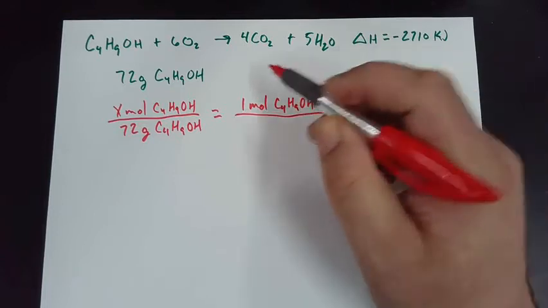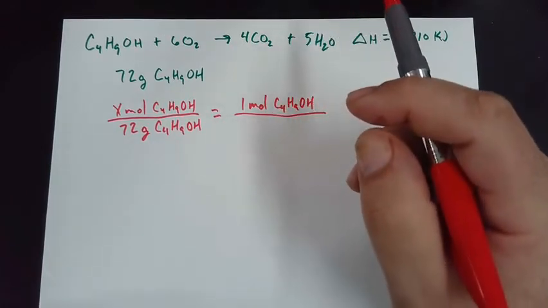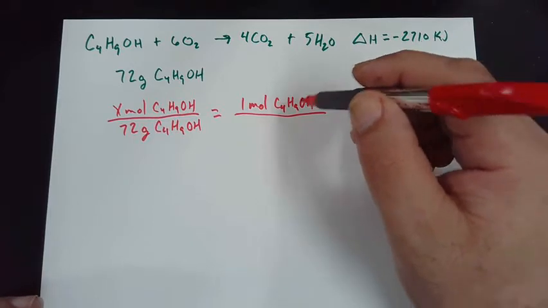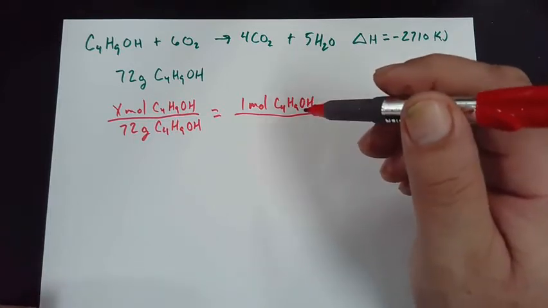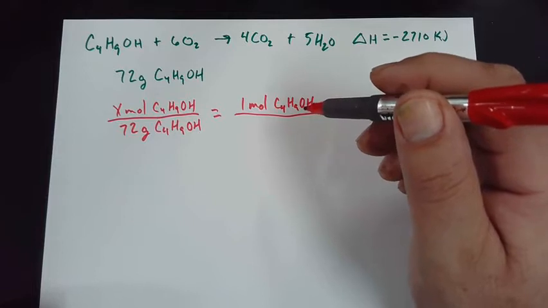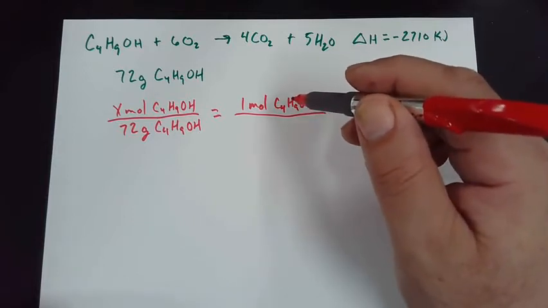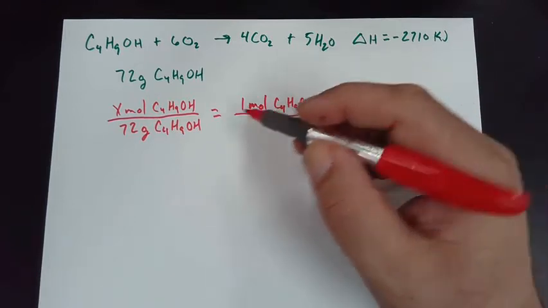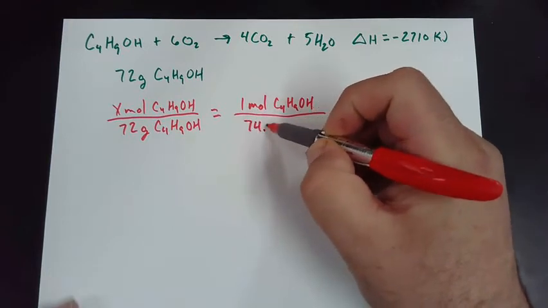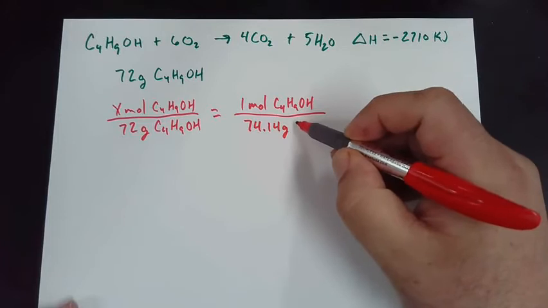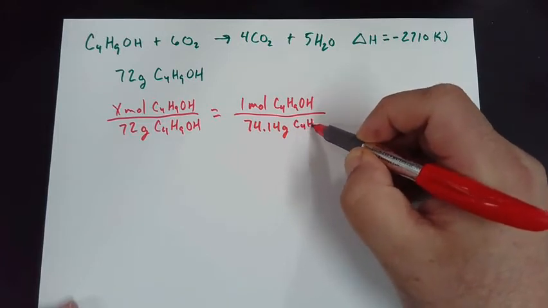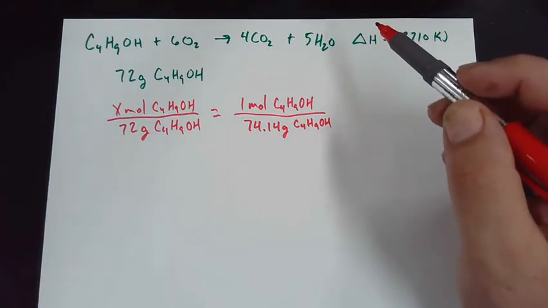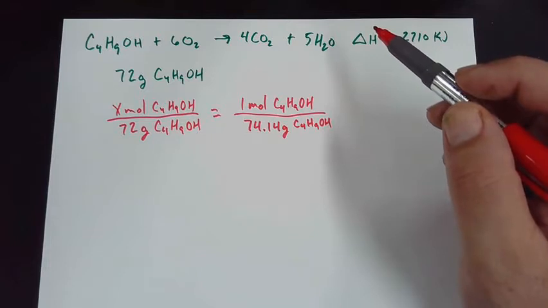Each carbon is 12.01, so that's going to be 48.04 for the carbon. We have 10 hydrogens, so that's going to be 10.10. So 48.04 plus 10.1 plus 16 is 74.14. That's how many grams are in 1 mole of C4H9OH.